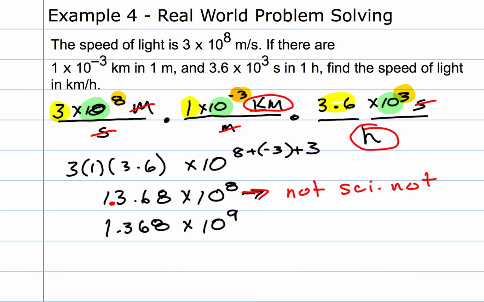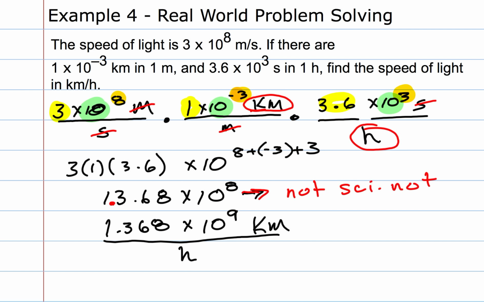And the units on that would be kilometers per hour. So we fill in the units. So the speed of light in kilometers per hour is 1.368 times 10 to the 9th, or 1.368 billion kilometers per hour. So the speed of light is pretty fast.